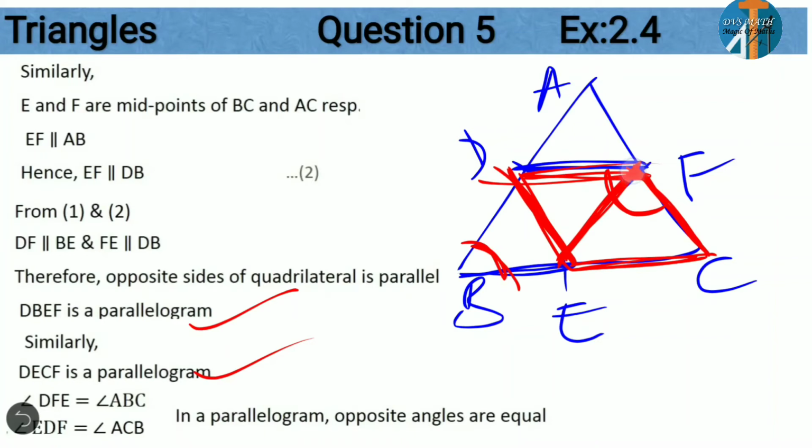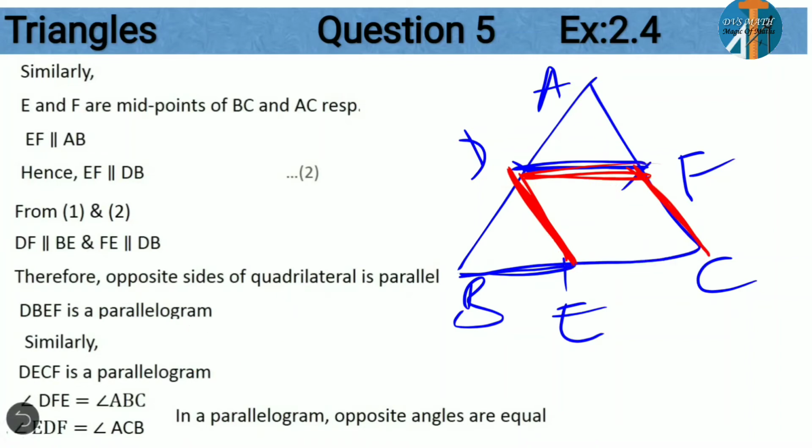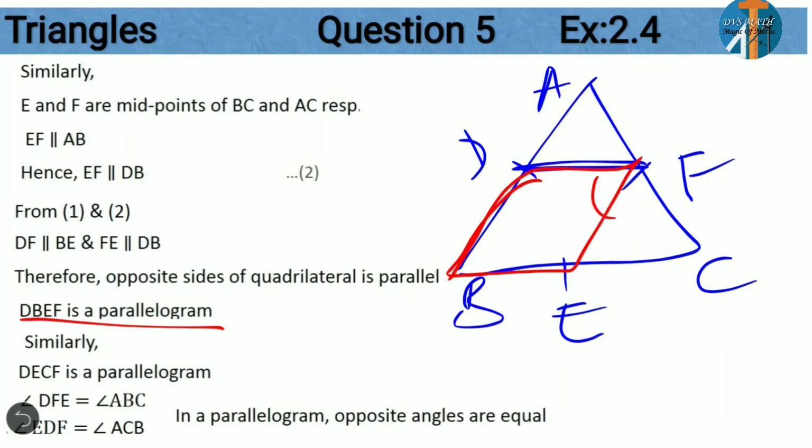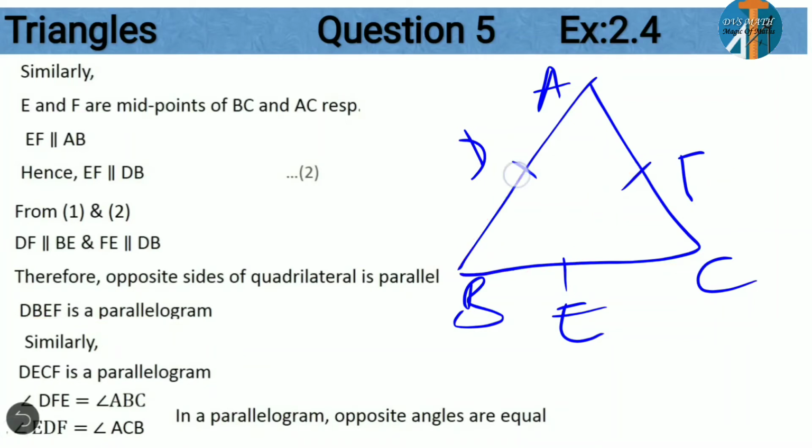Look here, if I consider the first parallelogram, that is DBEF, in this first parallelogram, angle F is equal to angle B because opposite angles of a parallelogram are equal. So consider it as 1. And we are going for another parallelogram, that is this one, DECF.